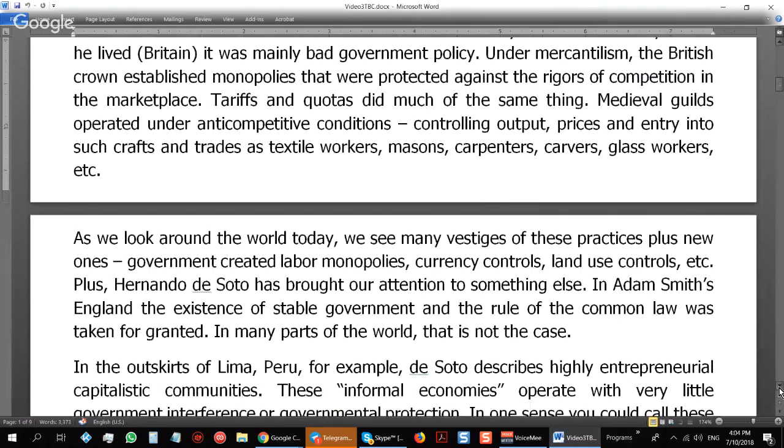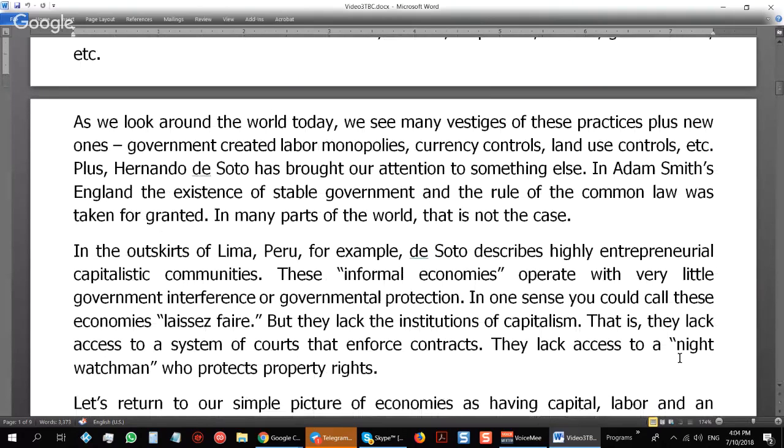As we look around the world today, we see many vestiges of these practices plus new ones: government-created labor monopolies, currency controls, land use controls, etc. Plus, Hernando de Soto has also brought to our attention something else. In Adam Smith's England, the existence of a stable government and a rule of common law was taken for granted. In many parts of the world, that is not the case.